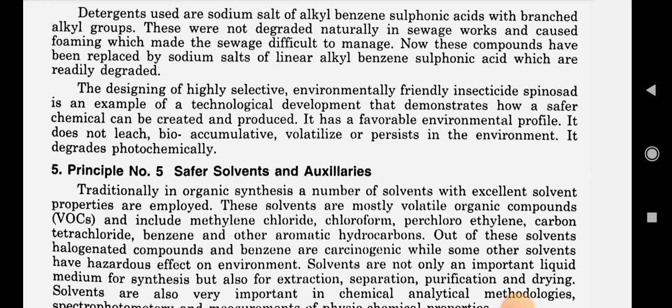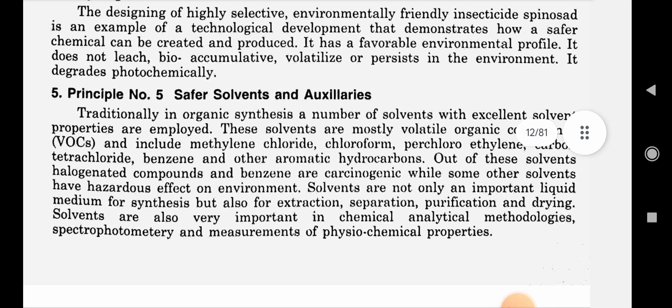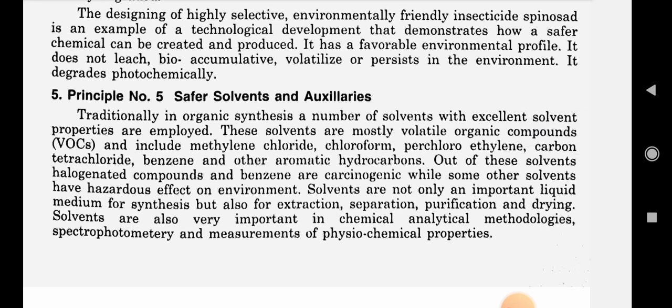The design of highly selective, environmentally friendly insecticides is an example of a technological development that demonstrates how a safer chemical can be created and produced. It has a favorable environmental profile. It does not leach, bioaccumulate, volatilize or persist in the environment. It degrades photochemically.